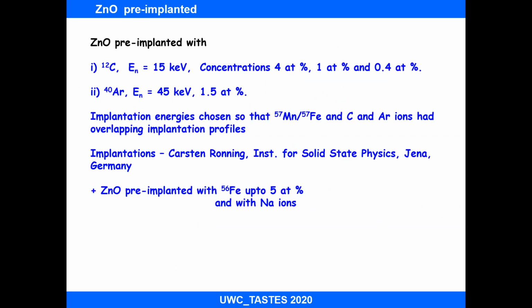We followed this with measurements on zinc oxide pre-implanted with carbon, with the energy selected so that the implantation profile matched that of the ion in the diamond. We had concentrations of 4 atomic percent, 1 atomic percent, and 0.4. We also had a zinc oxide sample implanted with argon 40 at 45 keV, at a fluence of 1.5 atomic percent.